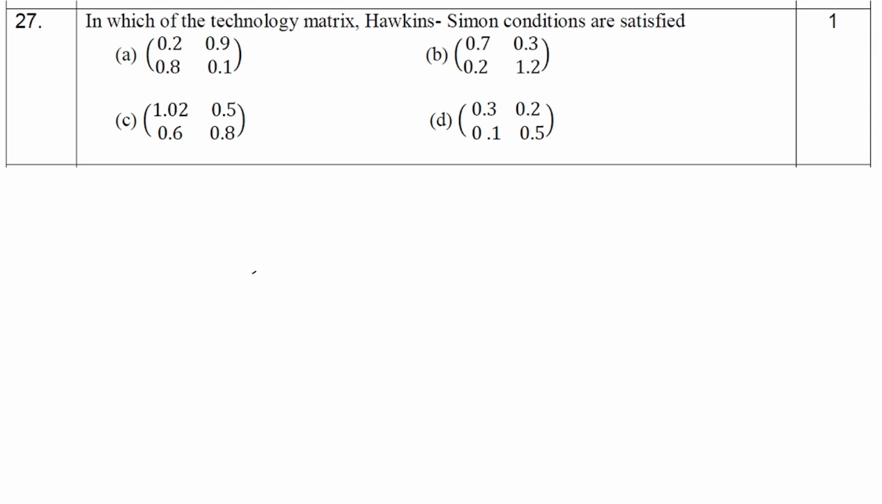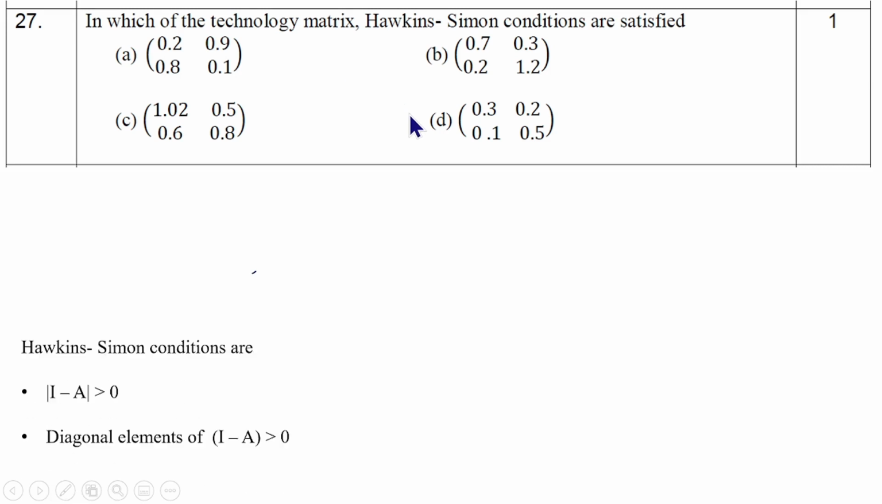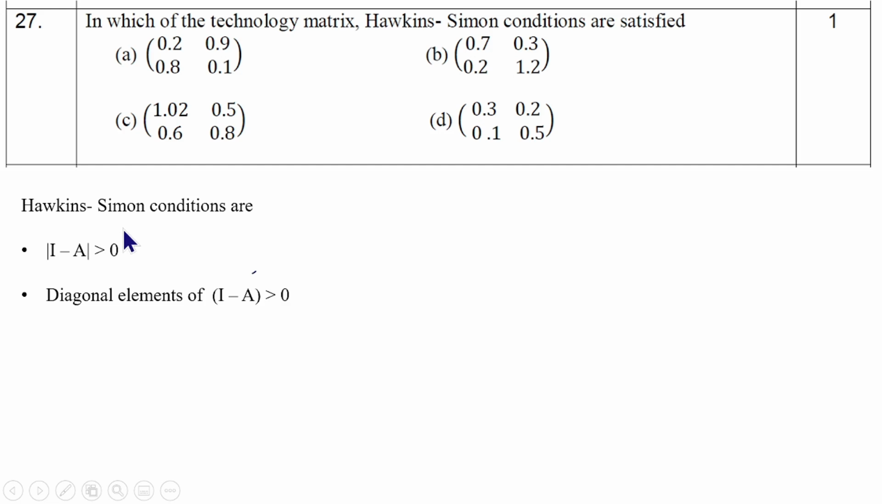The next question, in which of the following technology matrices Hawkins-Simon conditions are satisfied? So the various options are given here. So we have to find in which of these Hawkins-Simon's conditions are satisfied. Now we know Hawkins-Simon conditions are given by the determinant of I minus A, where A is the technology matrix, this should be greater than 0, and the diagonal elements of I minus A should also be greater than 0. So we will see each option one by one.